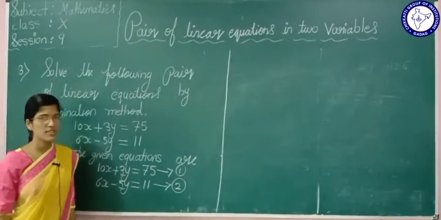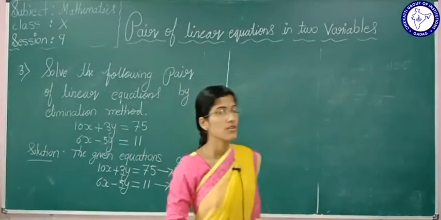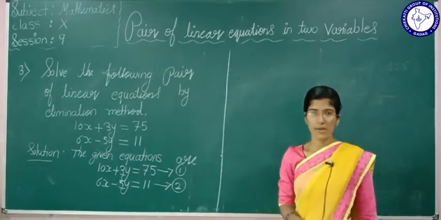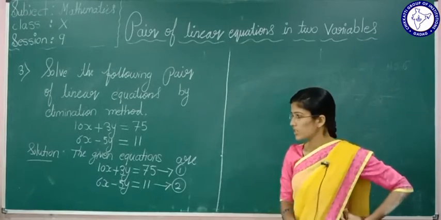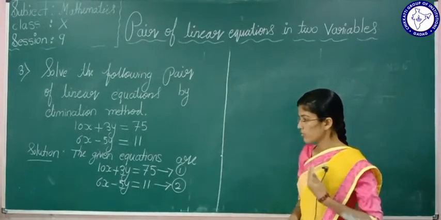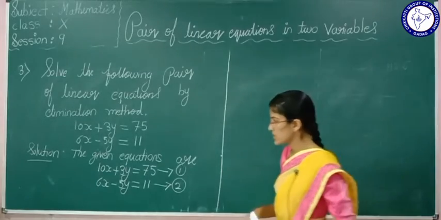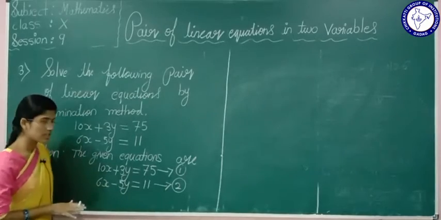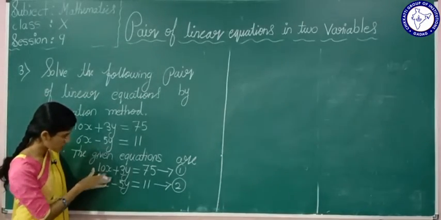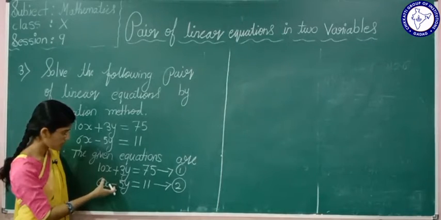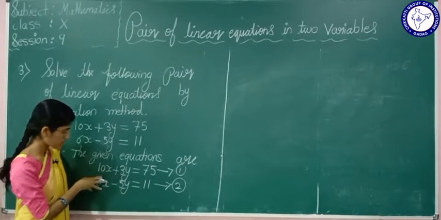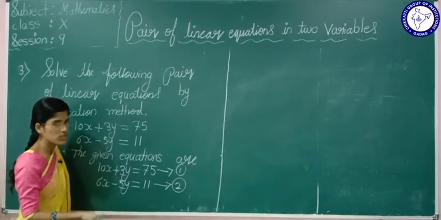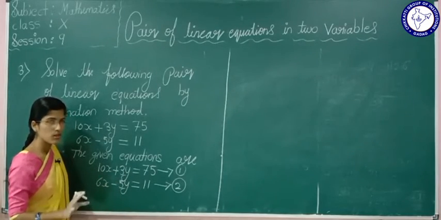So what is the first method, student? First we have to decide whether we want to eliminate x or to eliminate y. See again, it's left to you. You see here which will feel easier, whether you want to eliminate x or y. If I eliminate x, the simplification will be easy, or if I eliminate y, the simplification will be easy. But you can do by any way.